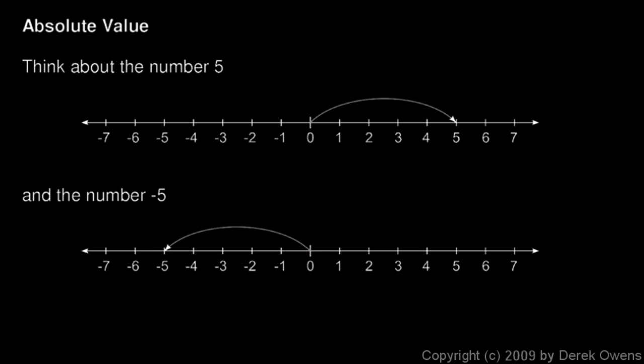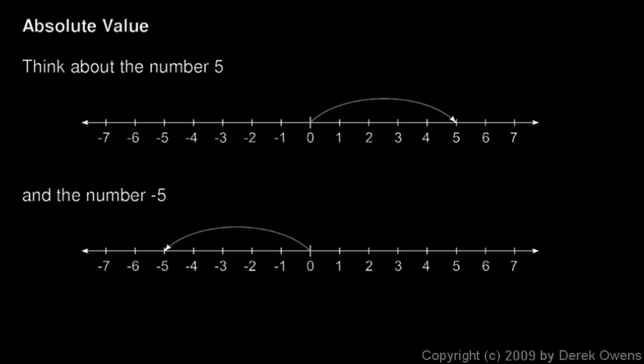In fact, these two diagrams, the one up top here and the one on the bottom, are a lot alike. In both cases, we move 5 units away from 0. The positive 5 is to the right and the -5 is to the left, but in both cases, the distance we move is 5. So the number 5 and the number -5 are sort of alike. They're both the same size in an absolute sense. That is, they're both the same distance from 0. We say that both numbers have an absolute value of 5.